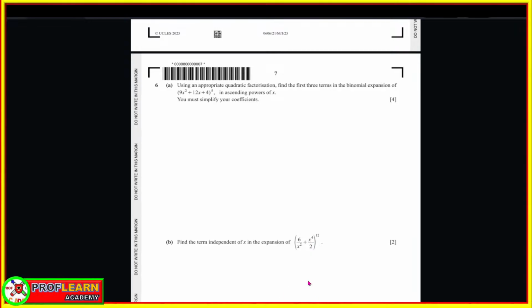And then we have question number 7. Using appropriate quadratic factorization, find the first 3 terms in the binomial expansion of this in ascending powers of x, and simplify your coefficients. And then part B is asking you to find the independent expansion of that.